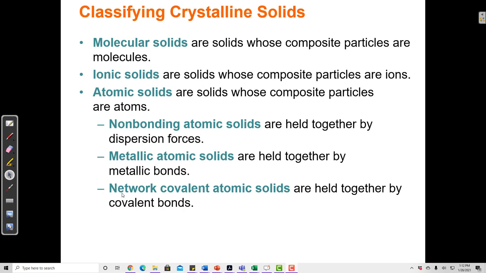And there's also a kind of bond that we see between some nonmetals. So non-bonding atomic solids are generally noble gases. Metallic solids are generally metals, of which there are a lot. And network covalent atomic solids are those that are non-metals that aren't noble gases. So there aren't very many. We're talking about carbon here. So these atomic solids, remember, these are all pure elements, but depending on the kind of element, noble gas or metal or non-metal, they're going to be held together differently.